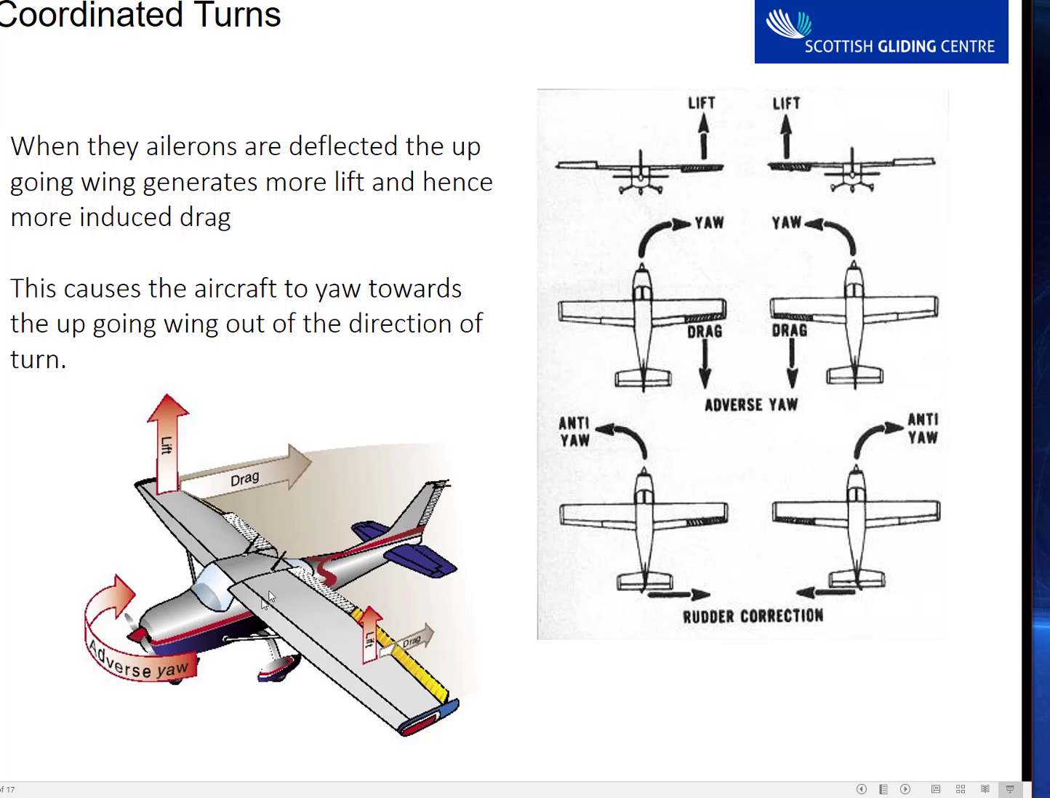And therefore, as the aircraft is rolled to the left, in this case to turn to the left, the increase in drag on the right hand wing causes the nose to yaw to the right, and we have what's known as adverse yaw. And we counter the adverse yaw with the rudder in order to coordinate the turn.